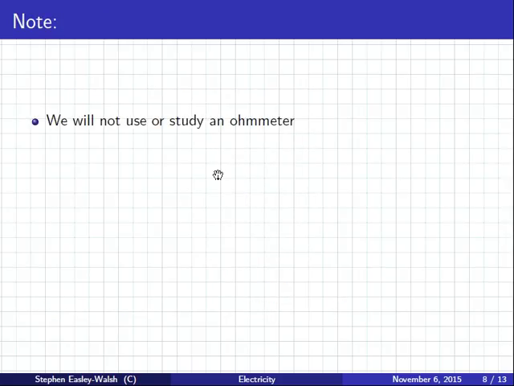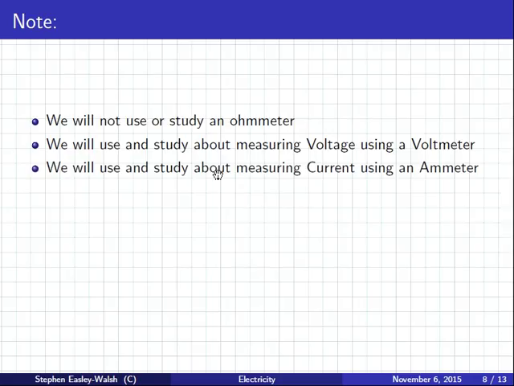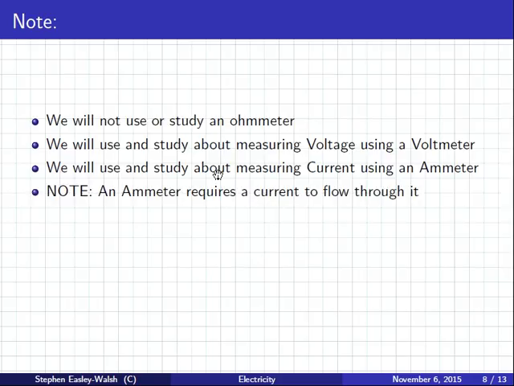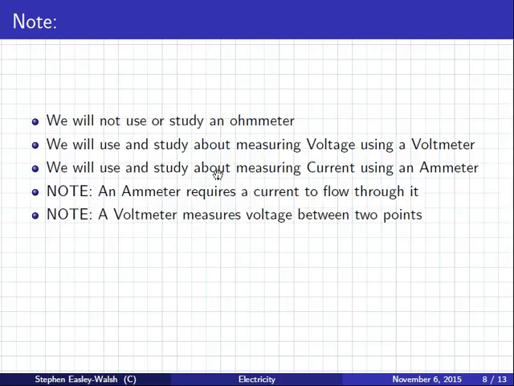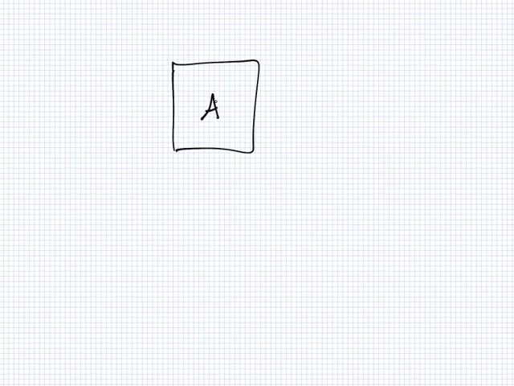Right, so note, we will not use or study an ohm meter in this class. We will use and study voltmeters and ammeters. Just to be clear on that. Now, just two things to note. With an ammeter, the current must flow through it. So when you have your ammeter, you must have the current flowing through it like this to measure it.